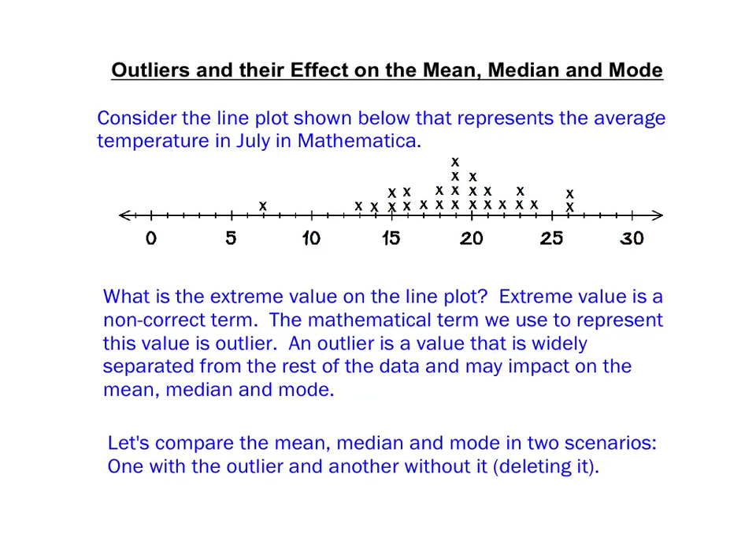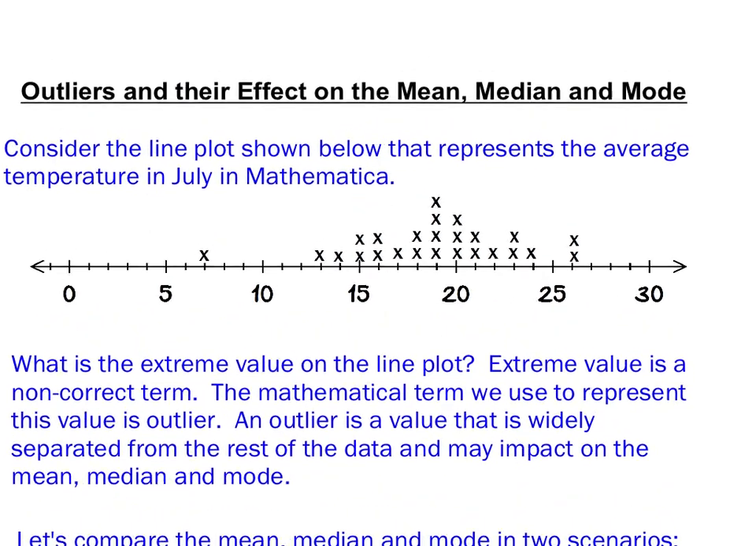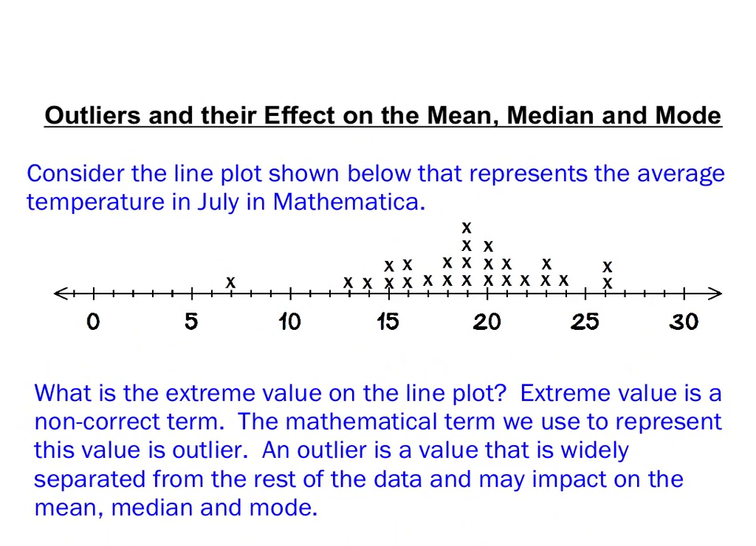Today's lesson is on outliers and their effect on the mean, the median, and the mode. Consider this line plot that shows the average temperature in July in the town of Mathematica. Here's the line plot, and each X represents the average temperature on a single day.